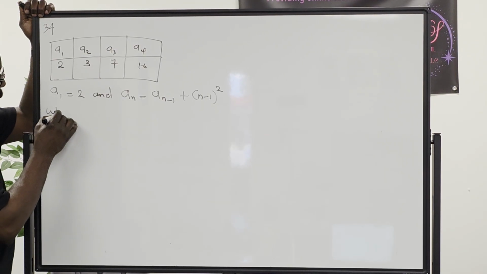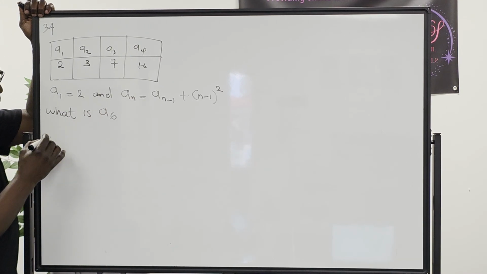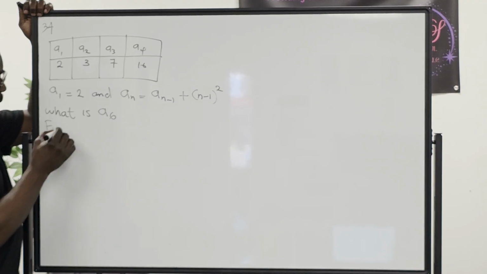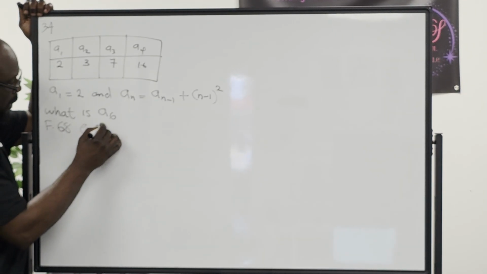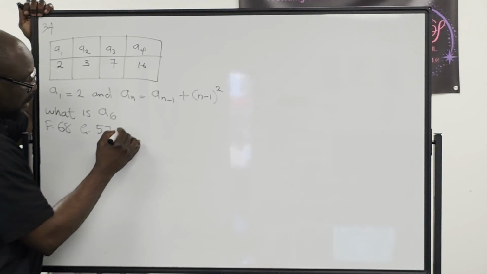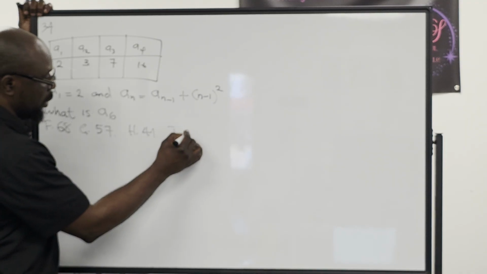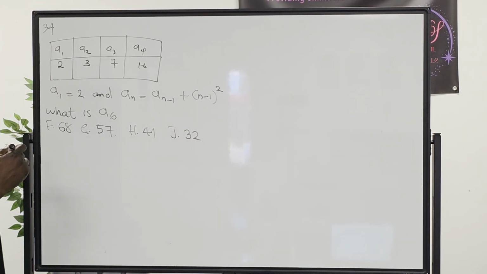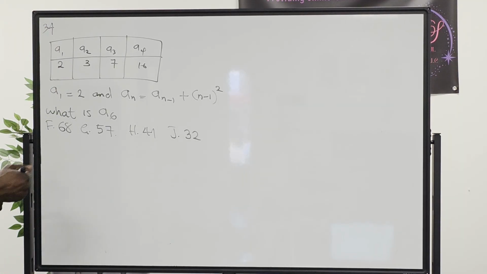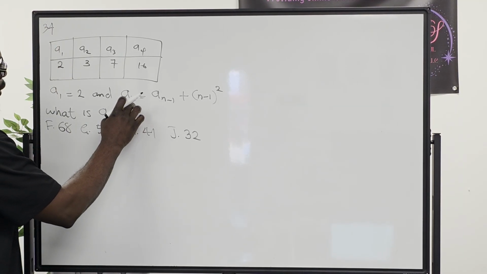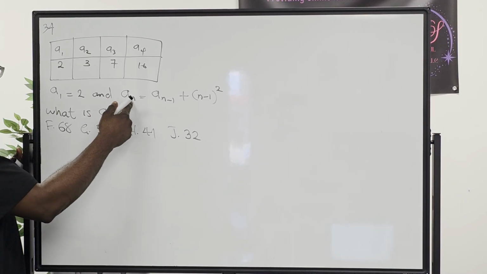So what is A6? They give us option F is 68, option G 57, option H 41, and option J is 32. So in this question, they want us to find A6. To find A6, let's just plug in the information here. Anywhere we have N, we'll put 6.